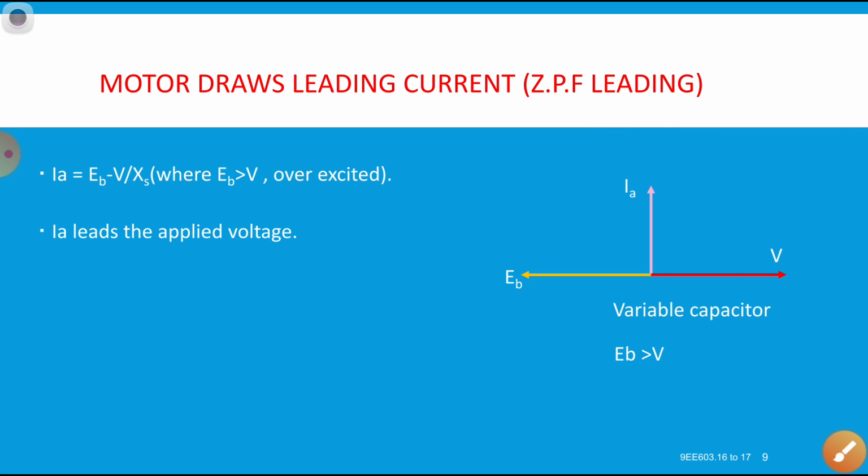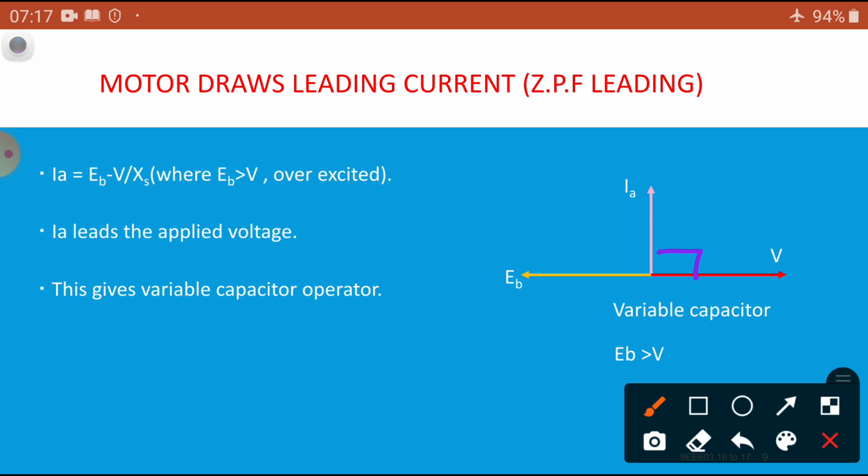Now what happens? Due to this, the current IA is equal to EB minus V by XS, and the current leads the applied voltage by nearly 90 degrees. That means we can vary the armature current from unity power factor to leading power factor. From this, we can vary the current by a maximum of 90 degrees. We can change it simply. These are the armature currents IA. The power factor angle phi is changing.